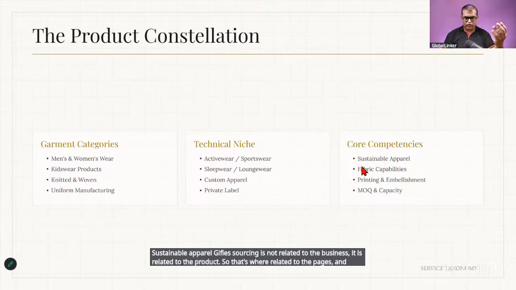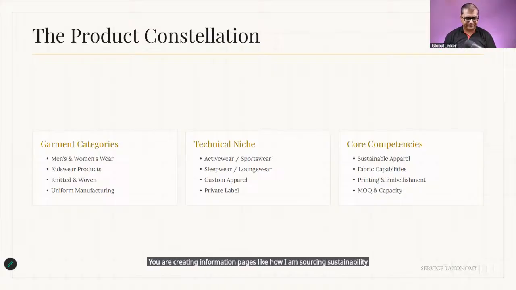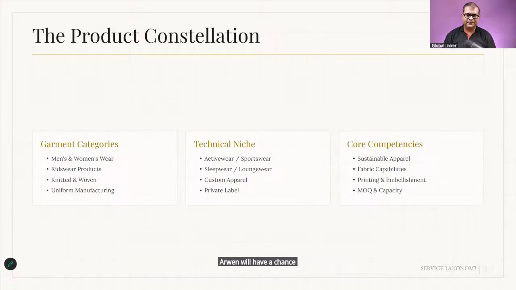And this is where you're not showing the product. You're not creating product detail pages. This is where you're creating information pages like how I am sourcing sustainability, how the fabric capabilities are, or printing or embellishment or MOQ capabilities. So anything which is related to product can have more information pages around them. So this is where you, Arvind, will have a chance to become AI discoverable.